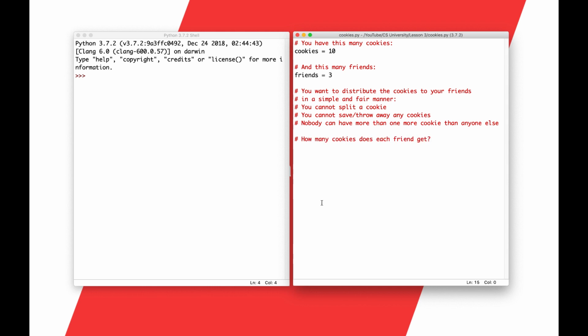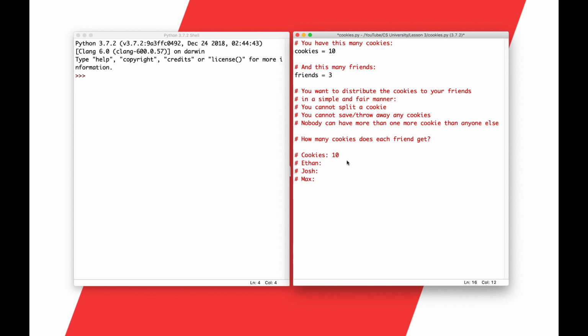We have 3 friends and 10 cookies. So let's just write this out. We have 10 cookies, and we have 3 friends. I'm going to give my friends some names. We'll call them Ethan, Josh, and Max, because why not? So we have 3 friends, Ethan, Josh, and Max, and we have 10 cookies.